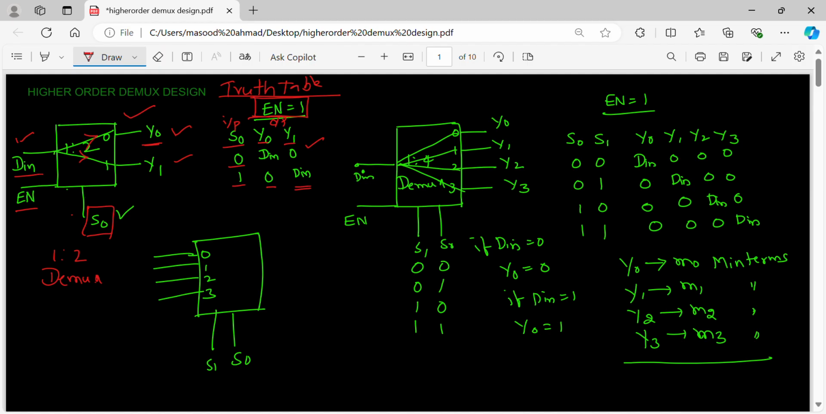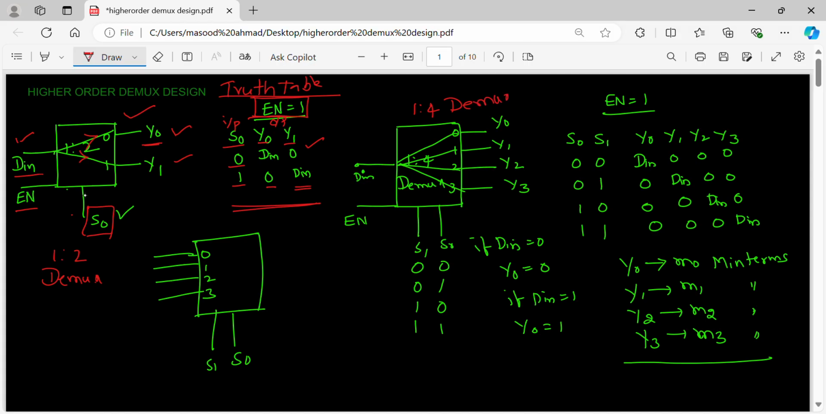S0 is equal to 0, Y0 is D in. When S0 is equal to 1, Y1 is D in. When Y1 is D in, Y0 is 0. When Y0 is D in, Y1 is 0. So this is what one has to understand. Once this is clear, now we will look at the 1 is to 4 Demux.